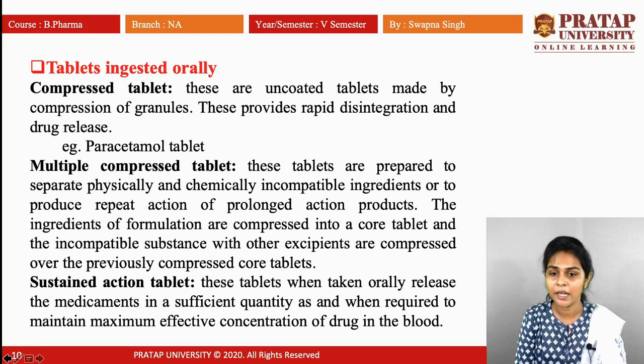Next is sustained action tablet. These tablets, when taken orally, release the medicaments in sufficient quantity as and when required to maintain maximum effective concentration of drug in the blood. That means sustained action tablets are the tablets which, when you take them orally, release the medicament in sufficient quantity at a particular time when required. So it can produce a maximum effective concentration of the drug in the blood.